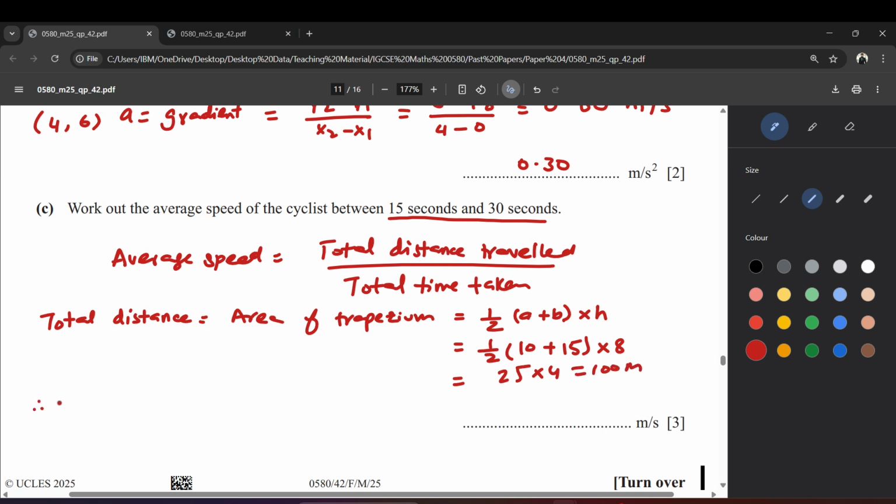So therefore, average speed is equal to 100 meters divided by the total time, which is 30 minus 15. So 100 divided by 15 seconds gives us 6.67 meters per second. So that's your average speed.